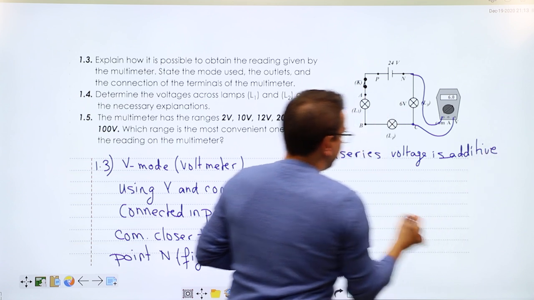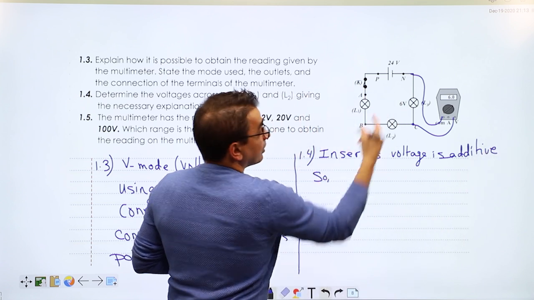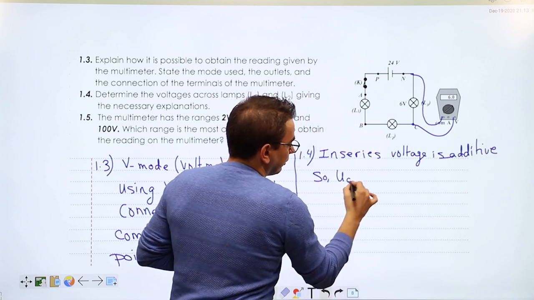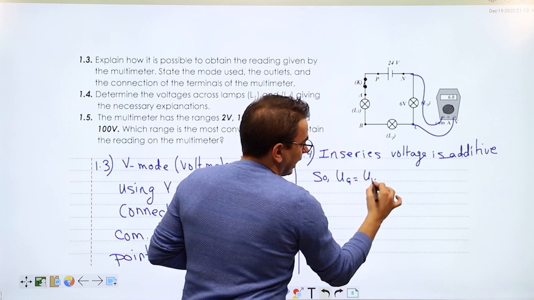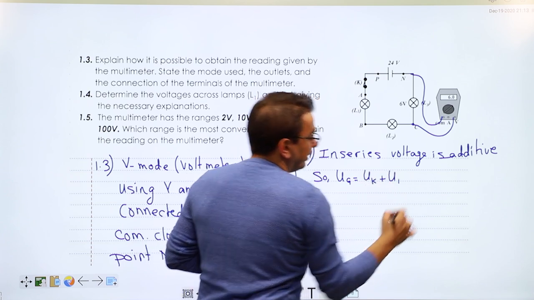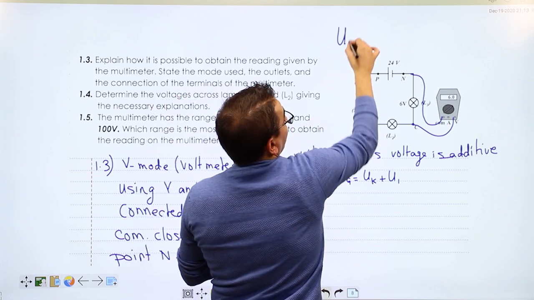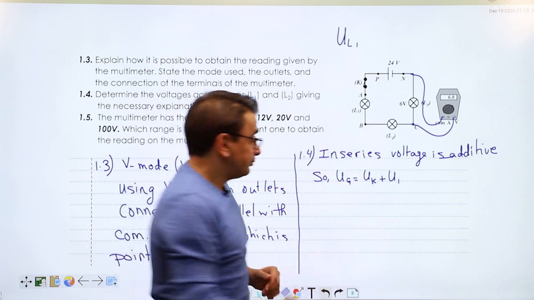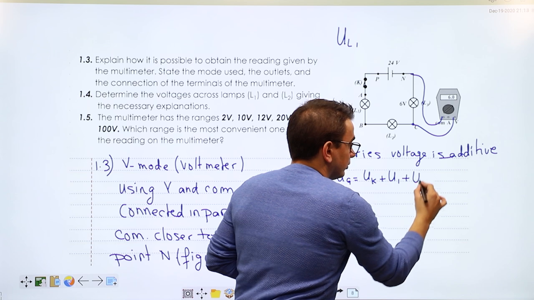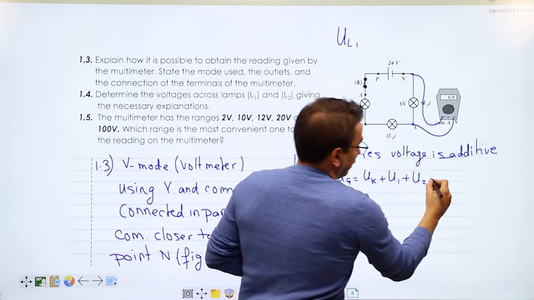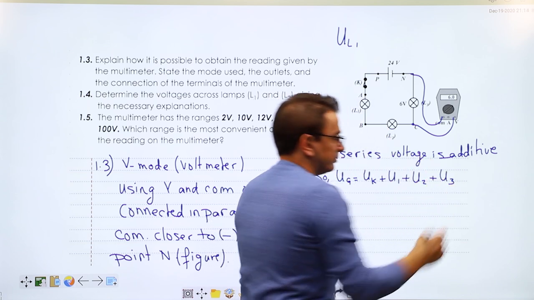What does that mean? So, U generator equals U switch, UK, plus U of lamp 1, I will call it U1. Some people, as we said before, call it U of L1. Same thing. Plus U2, plus U3, and that's it.